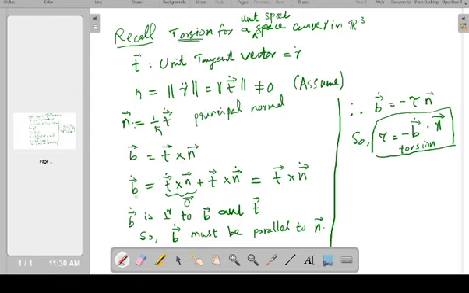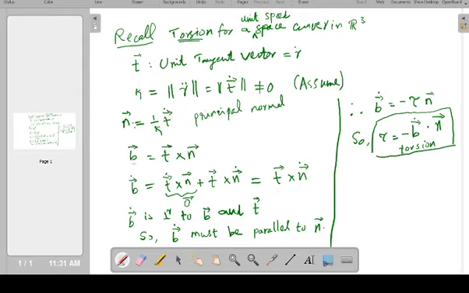Let us differentiate b. So b dot is equal to t dot cross n plus t cross n dot. But t dot and n are in the same direction, so their cross product is equal to 0. So this part will be the 0 vector, and you are left with t cross n dot. So this says that b dot is perpendicular to t.